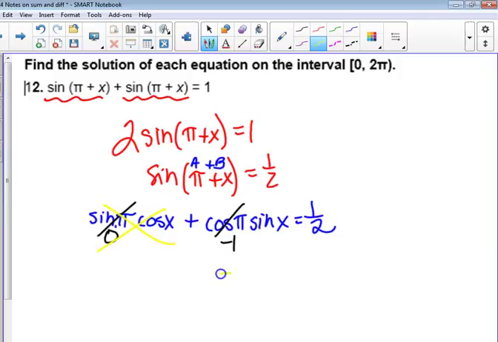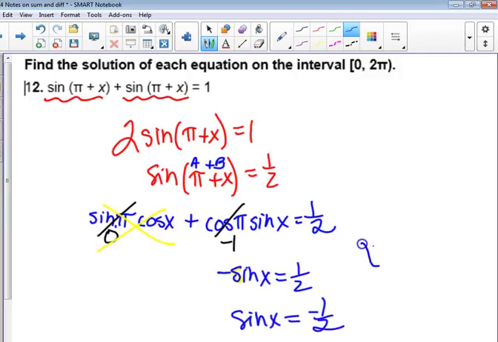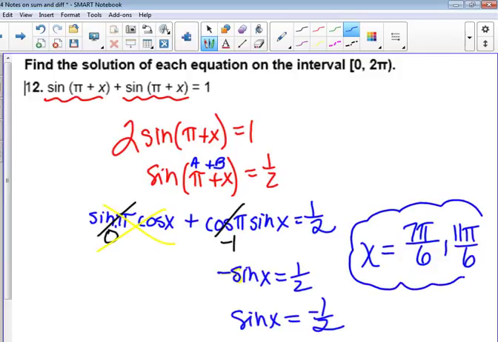-1 times sine is negative, whoops, let's try something other than yellow. Negative sine x equals 1/2, which means the sine is -1/2, which happens exactly twice. That one wasn't horrible. Okay, do we have horrible or not horrible on the next one?